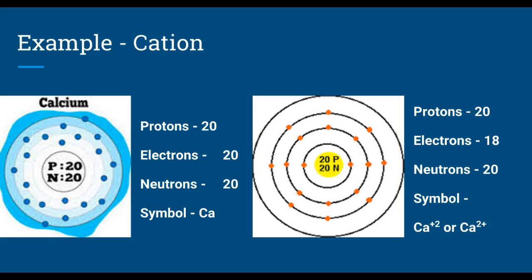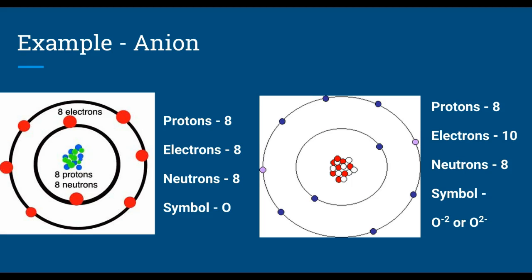Let's look at another example, this time of an anion. On the left, you see an atom of oxygen. This atom has 8 protons, 8 electrons, and 8 neutrons. The symbol is O. On the right is a diagram of the ion of oxygen. Notice the 2 extra electrons in the outer energy level. They're shaded purple. In this ion, we have 8 protons, 10 electrons, and 8 neutrons. Because there are 2 more electrons than protons, that gives our ion a charge of -2. So our symbol is O-2 or O2-.